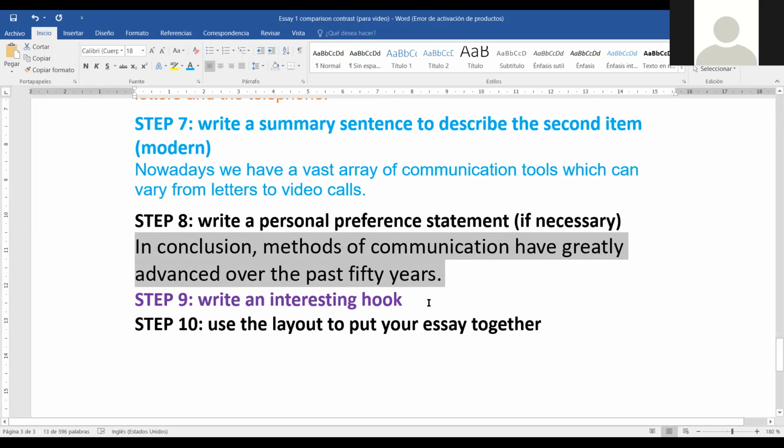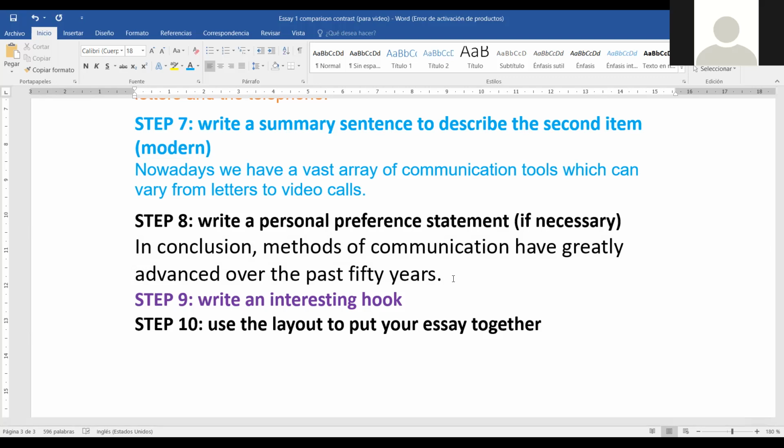Okay, Luis, can you read this part, please? Okay. In conclusion, methods of communication have greatly advanced over the past 50 years. In this part, I am trying to summarize my first idea that methods of communication have greatly advanced over the 50 years. And I have to mention the past. Just give me a second.